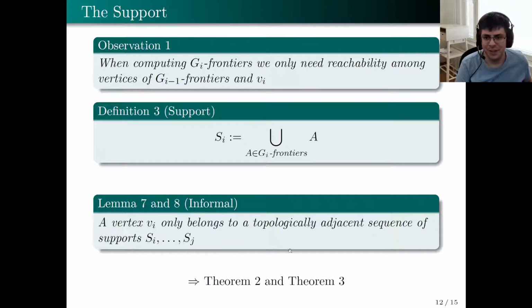We prove that as we process the vertices in topological ordering, a vertex v_i enters the support S_i and then abandons some later support, but it belongs to all supports between these two supports. This structural movement of vertices among supports implies theorems 2 and 3 of our paper.